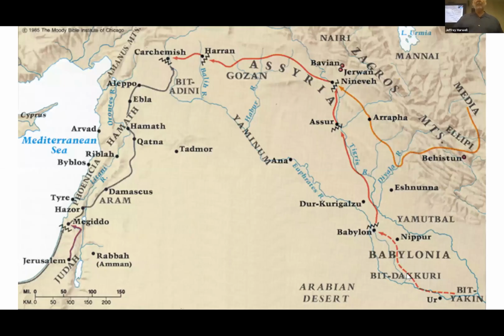So here's a map, and let me get my laser pointer here. All right.